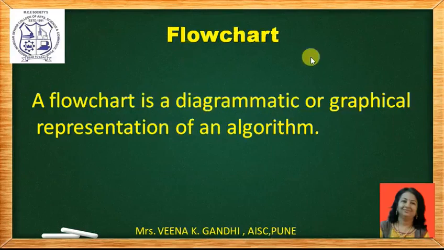What is a flowchart? A flowchart is a diagrammatic or graphical representation of an algorithm. As you know, one picture is worth 1,000 words. In a similar manner, a flowchart is a pictorial representation of steps which are used for problem solving. It contains shapes and symbols which are used to show the order of steps.